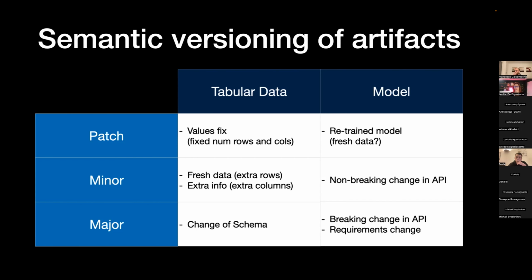I don't know, just giving a suggestion. And what is a major change? Well, this means that you need to make some changes in the code that is making use of it. So it could be a breaking change in the API. It could also be that maybe you need a new environment, so the requirements change. Maybe, I don't know, you start using TensorFlow. I don't know, just saying something.